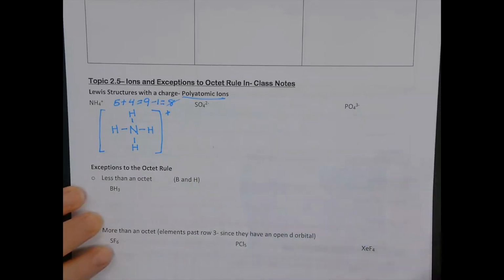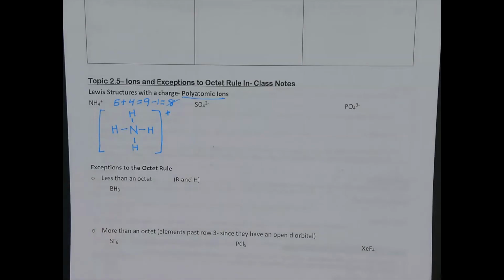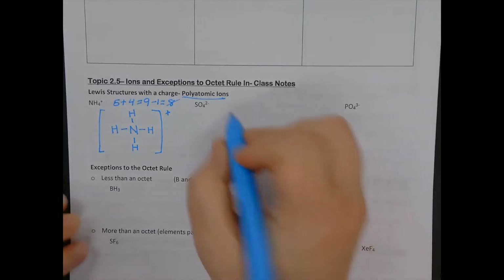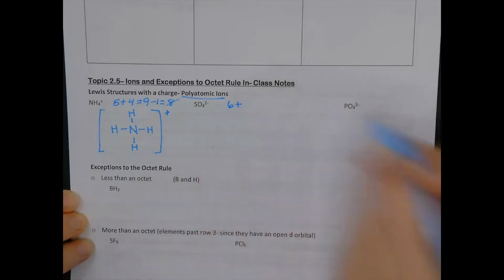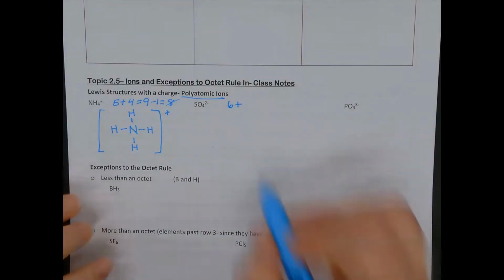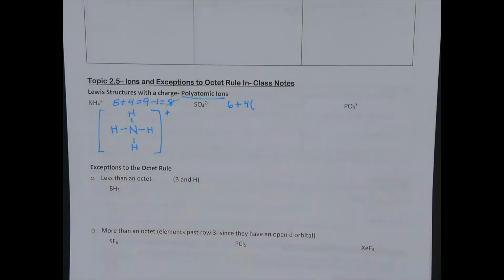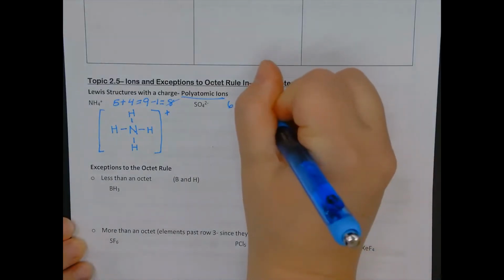All right, let's check out one more of these, and you can try one maybe on your own. So our sulfate ion, SO4 2-. Do we know how many valence electrons sulfur has? 6. So we base this off our groups. That's how they get their charges, all of that. All right, and then we have 4 oxygen atoms. And how many valence electrons does oxygen have? 6.